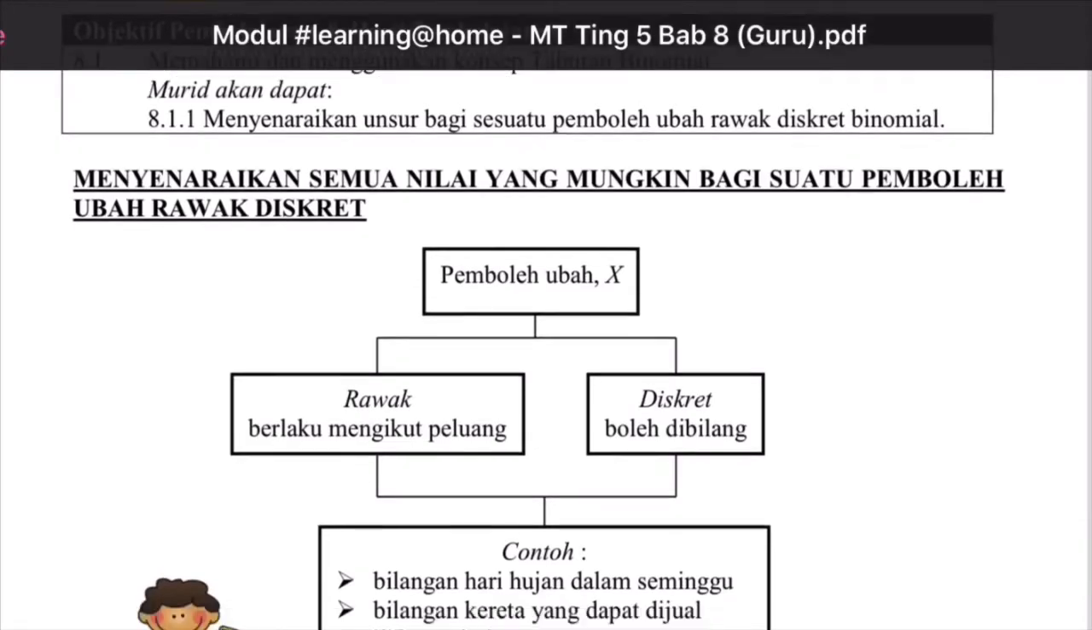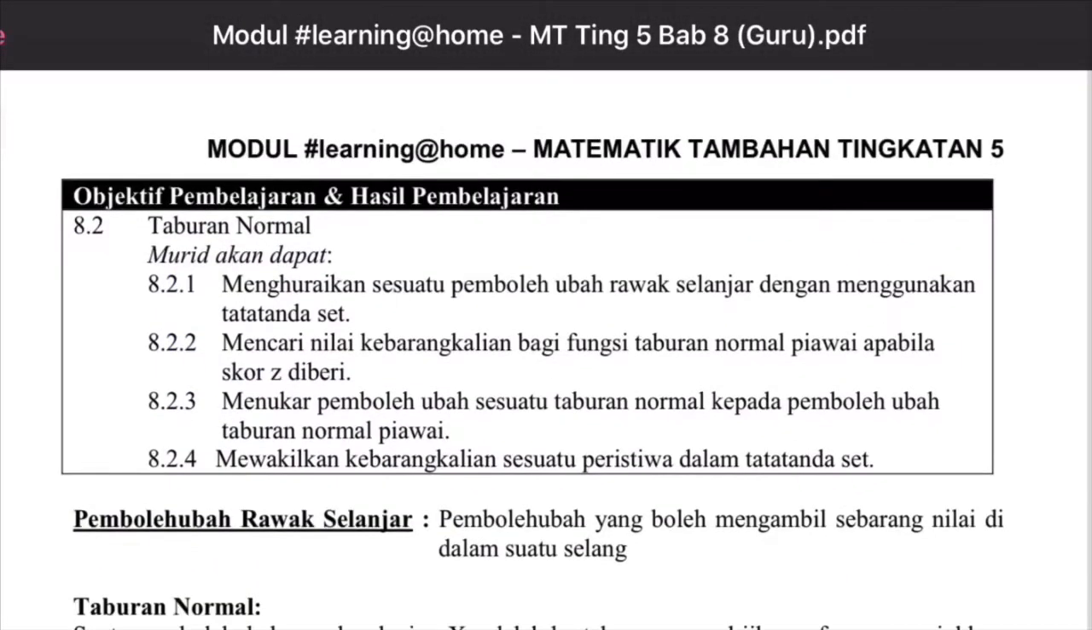For normal distribution, we will learn how to describe the continuous random variable using set notation. We also must know how to find the probability for the normal distribution when the z-score is given. And also you must know how to convert x to z. The x is the normal distribution variable, and the z-score is the standard normal distribution variable.